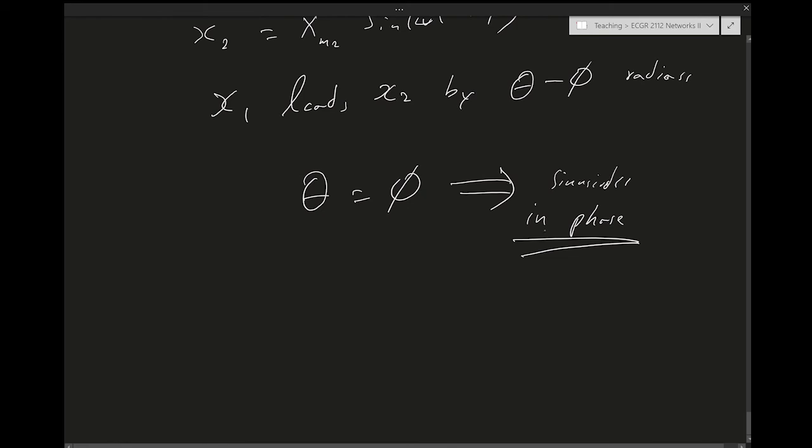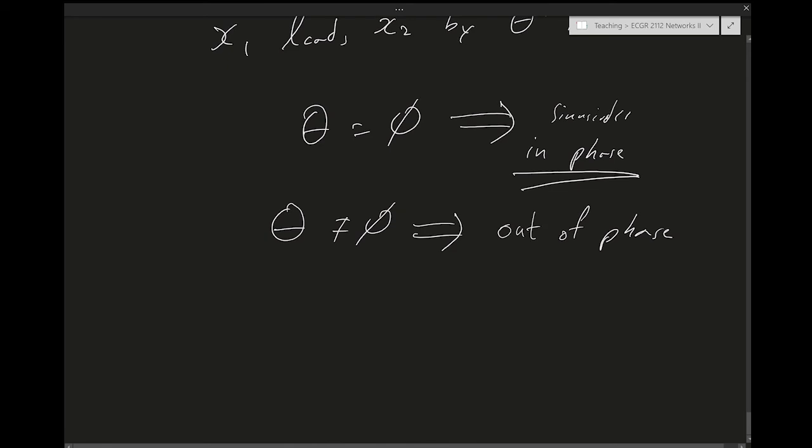This is another piece of nomenclature. If theta does not equal phi, something you see people say is that the signals are out of phase, the sinusoids are out of phase. You should be aware of those phrases and what they mean, right?